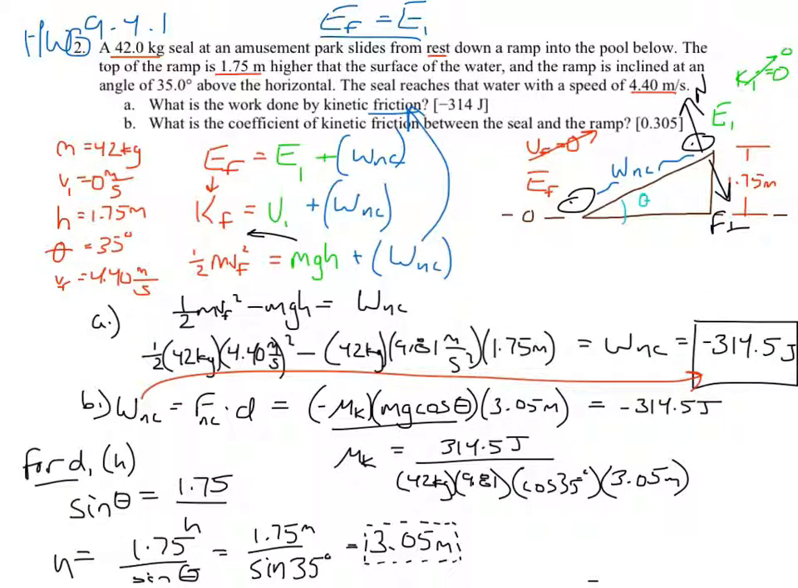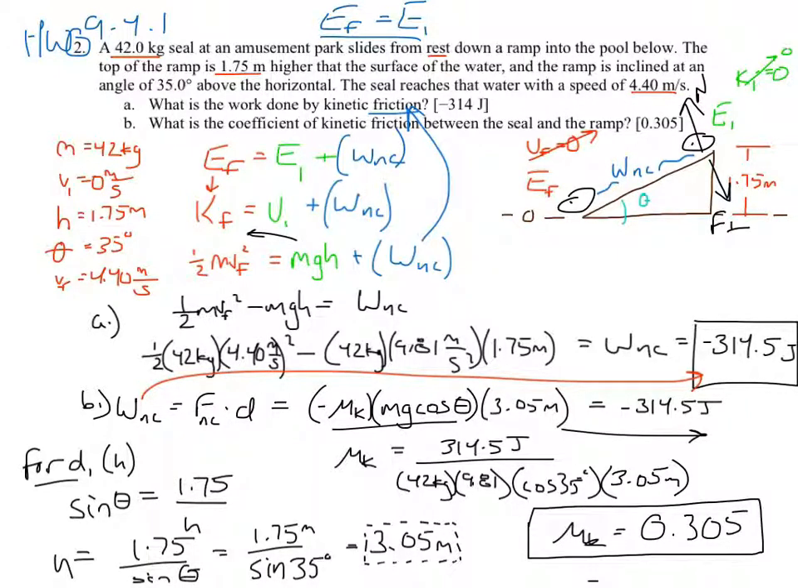So we just took this and divided it down beneath this 314.5, and that's going to be equal to our coefficient of kinetic friction. All we have to do is a little bit of calculating, and we should have our answer. What do we get? I get 0.305. Not joules, I'm sorry. It's nothing, right? The coefficient is just a value, just a multiplier. So that's our answer right there.